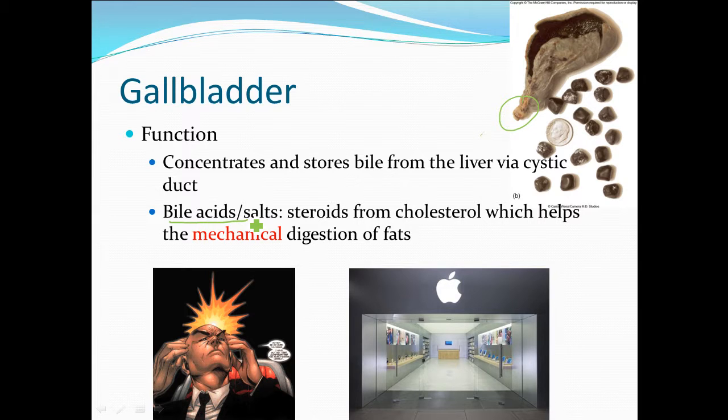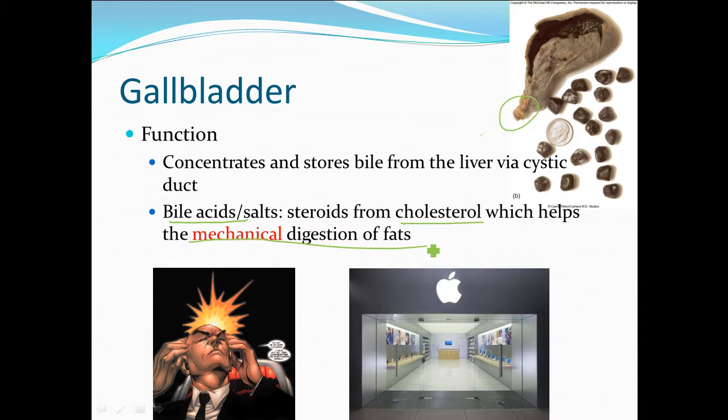So what are bile acids and salts? These are steroids from cholesterol, byproducts from cholesterol. And once again, it helps with the digestion of fat. How does it help with the digestion of fat again? Bile, how does bile help? Emulsification, right? It helps break the fats into smaller droplets so that we increase the surface area so that the lipases can digest the fats into glycerol and fatty acids.